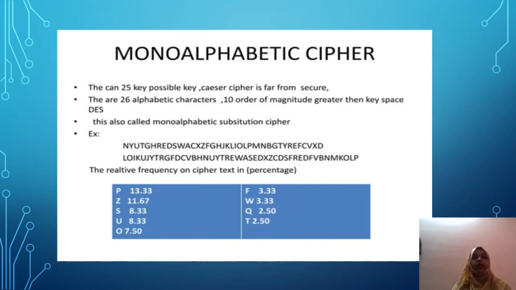So now moving ahead to the next topic, monoalphabetic cipher. The Caesar cipher can have only 25 possible keys, so it is far from secure. There are 26 alphabetic characters, which is an order of magnitude greater than the key space of DES. This is also called the monoalphabetic substitution cipher. Here is an example of monoalphabetic substitution.